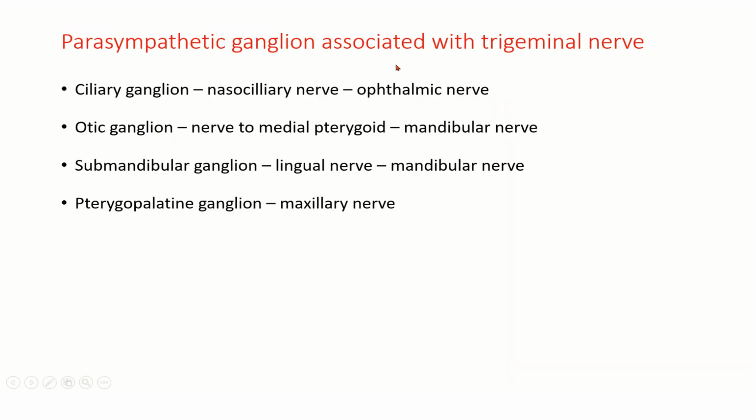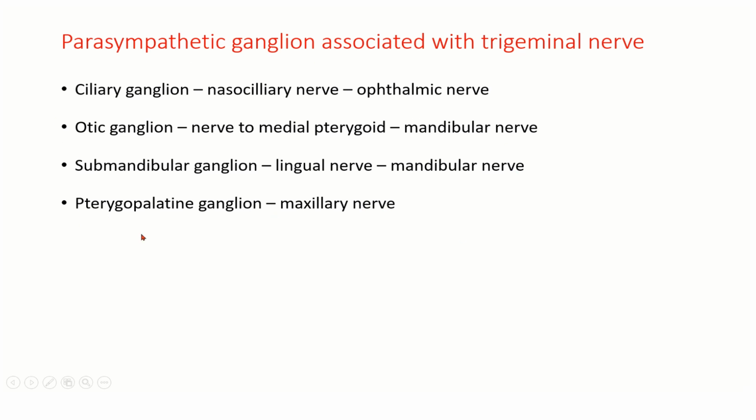The parasympathetic ganglia associated with the trigeminal nerve are: the ciliary ganglion, which is connected to the nasociliary nerve, a branch of the ophthalmic nerve; the otic ganglion, which is connected to the nerve to medial pterygoid, a branch of the mandibular nerve; the submandibular ganglion, connected to the lingual nerve, a branch of the mandibular nerve; and the pterygopalatine ganglion, which is connected to the maxillary nerve.